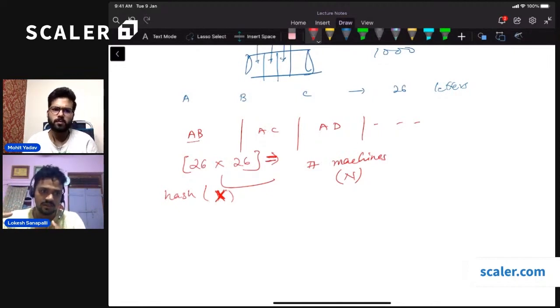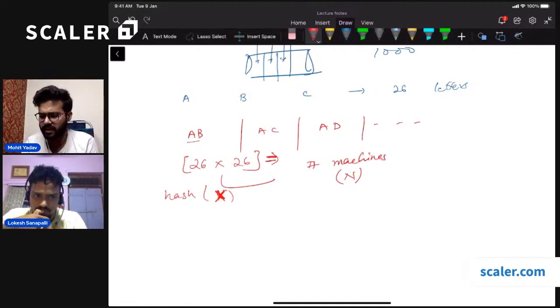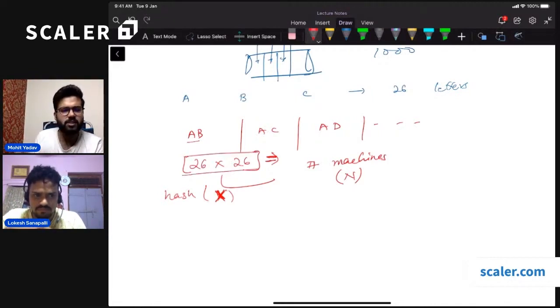So the question over there is, I think what you're hinting at is that one machine will hold multiple prefixes as well. But how would you decide? Let's suppose I have prefix AA. On which machine should this particular prefix go? How would you determine that?